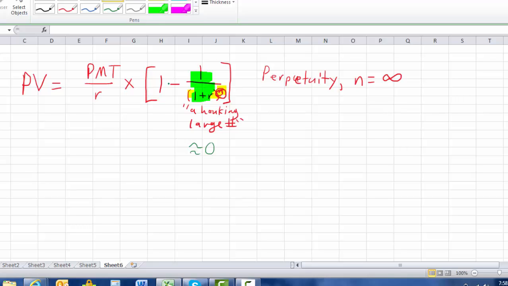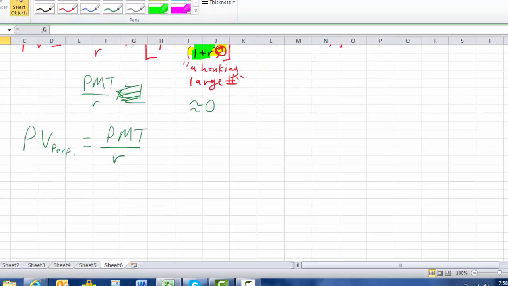So then this whole discounting factor over here, 1 minus essentially 0, that means this is 1. So we're taking a payment over r times essentially 1. Of course, anything times 1 is itself. So the present value of a perpetuity equals just the payment over the rate. Okay? So with that in mind, let's work this problem.